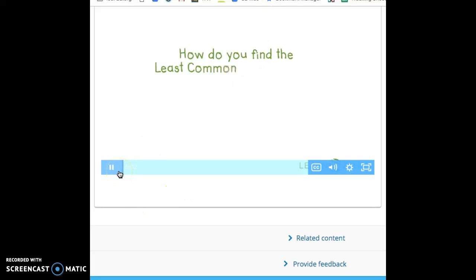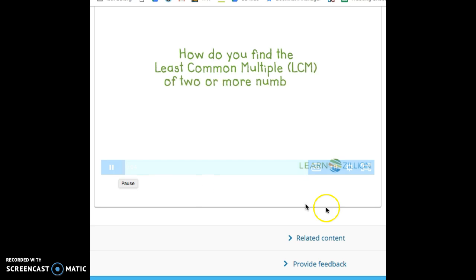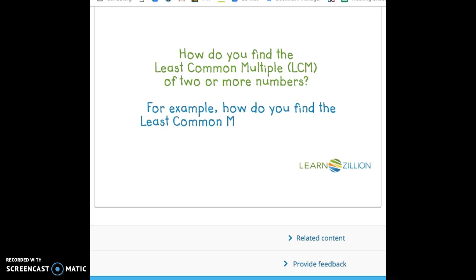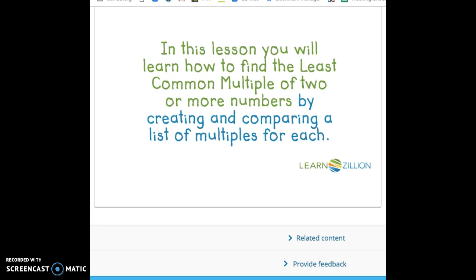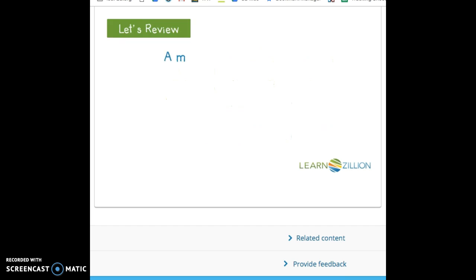How do you find the least common multiple, or LCM, of two or more numbers? For example, how do you find the least common multiple of 12 and 15? In this lesson, you will learn how to find the least common multiple of two or more numbers by creating and comparing a list of multiples for each.